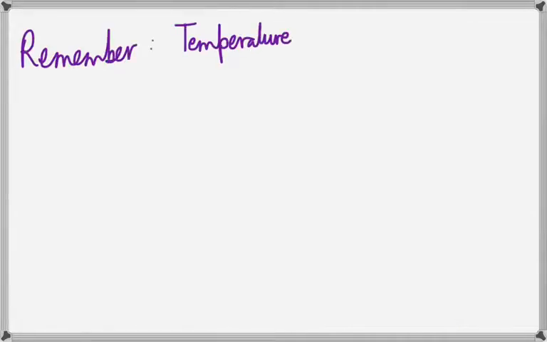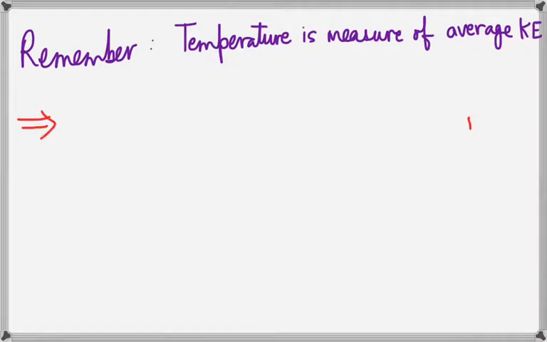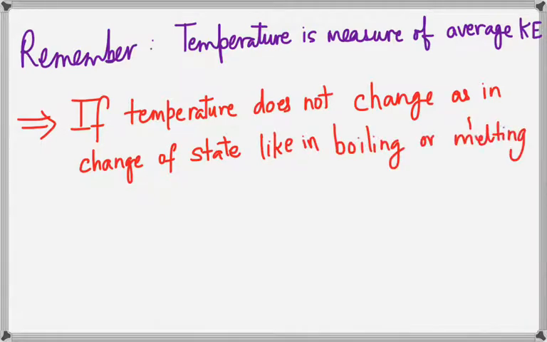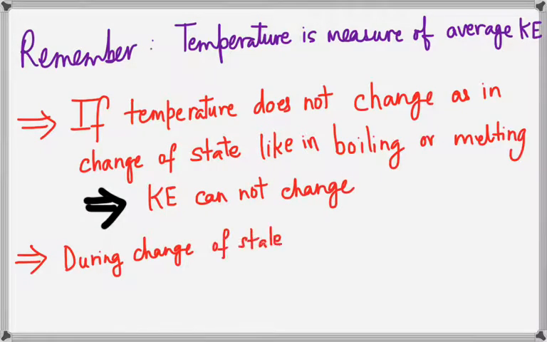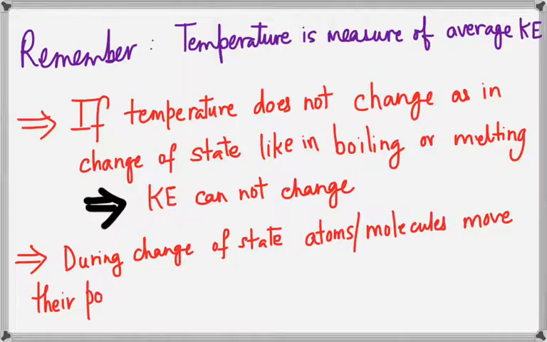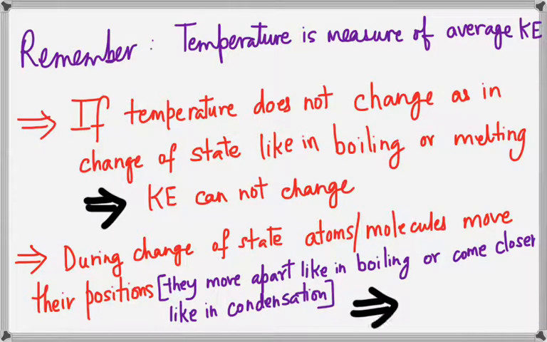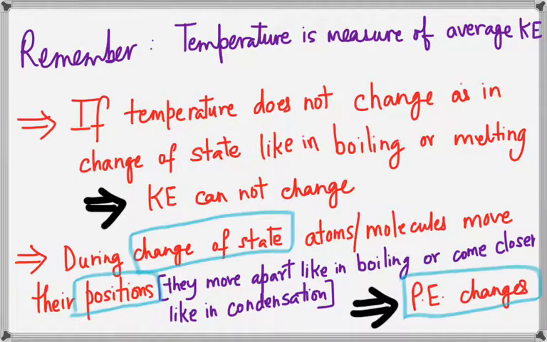Let's see how to solve this. Remember, temperature is a measure of average kinetic energy. Recall this, we did this in class. Now if temperature does not change, as in the case of boiling or melting or condensation, that means kinetic energy cannot change. During change of state, atoms or molecules move their positions. That means they move apart or they move closer. And position is related to which kind of energy? Definitely not kinetic energy. Changing position is related to potential energy. That means when there is change in state, potential energy will change.